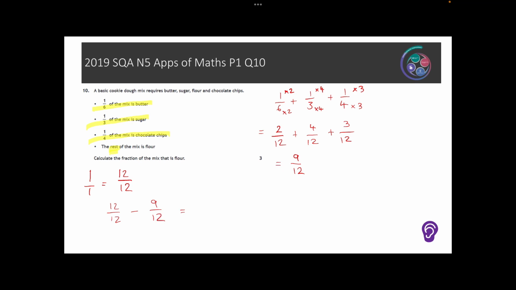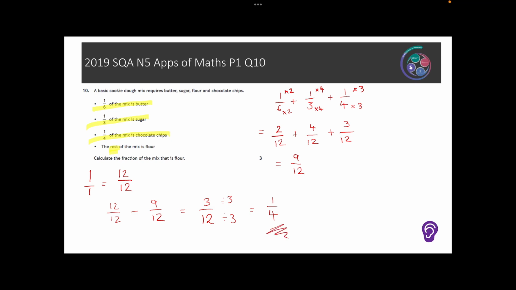12 take away 9 gives me 3, and that would be 12ths. So I know that what's left over is 3/12. So flour is 3/12 of the mixture. Now, as we should with any fractions question, I'm just going to simplify that, so I can divide the top and bottom there by 3. And that'll give me 1/4. So 1/4 of the mixture that's left is flour.